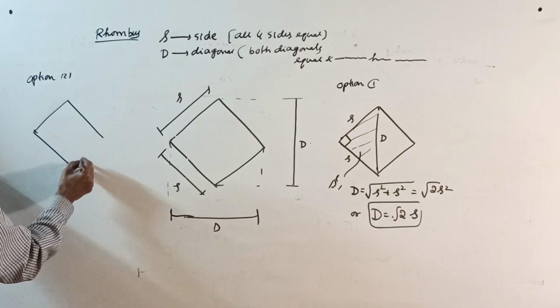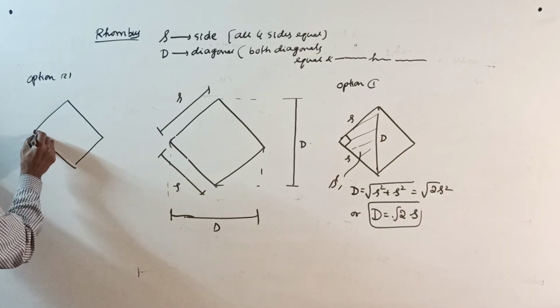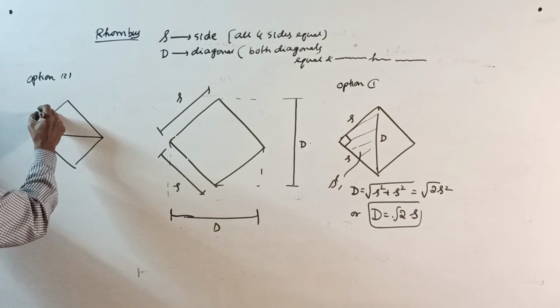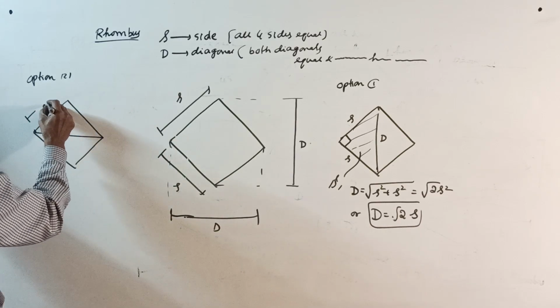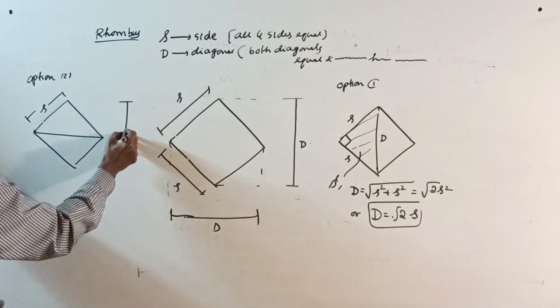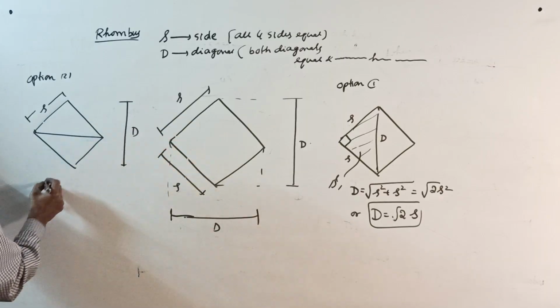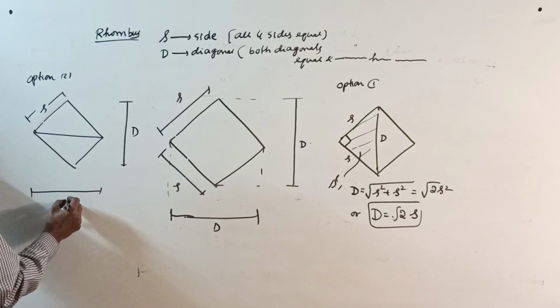Okay. Somewhat agree. Don't bother. You divide like this. See here. This is side s. This full is diagonal D. Diagonal. This also full is diagonal D.